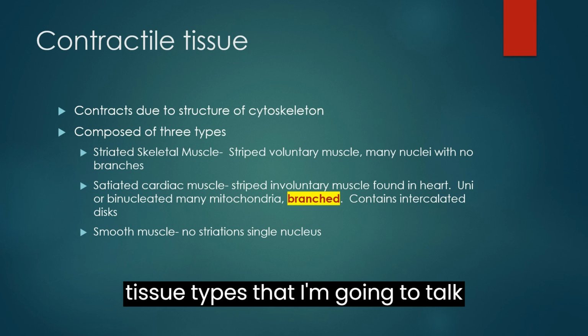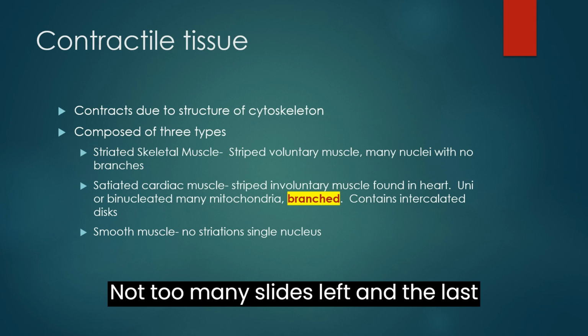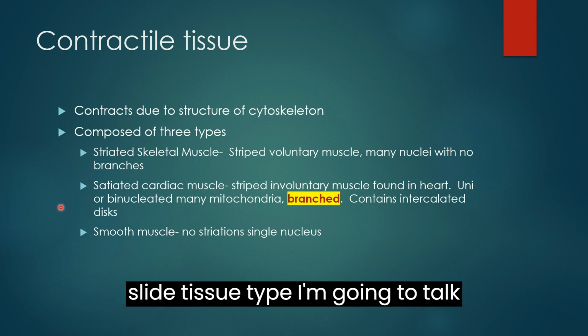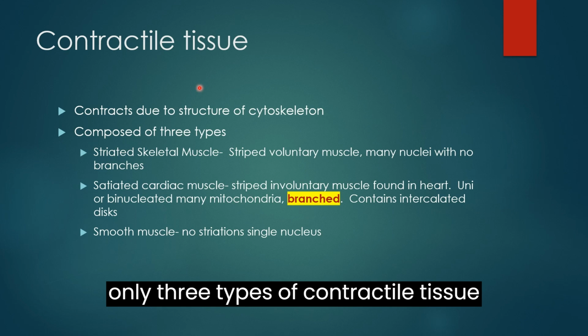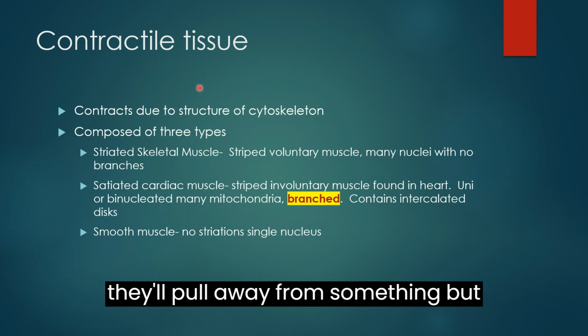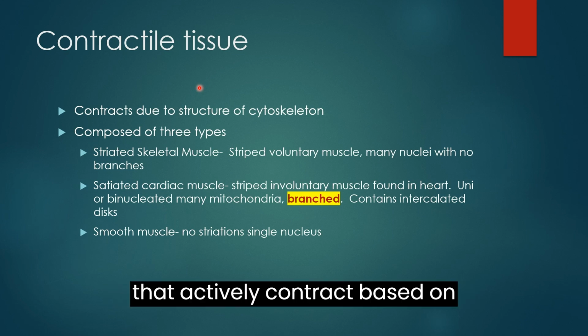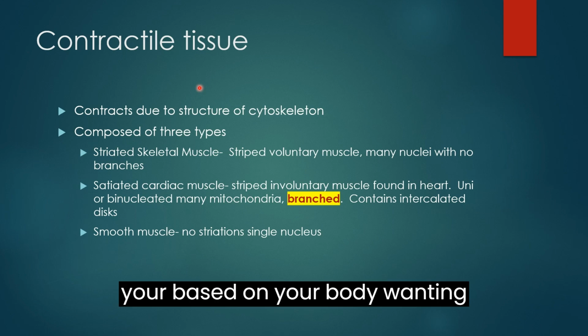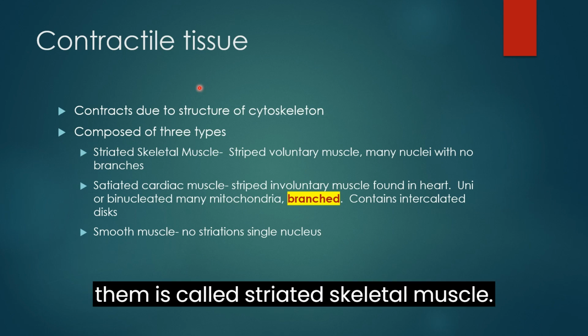The last tissue, well, there's two more tissue types that I'm going to talk about. And you'll notice that we're getting pretty close, not too many slides left. The last tissue type I'm going to talk about is contractile tissue. There are only 3 types of contractile tissue, regardless of what people tell you. Some tissues can contract, which means they'll pull away from something, but actively contract based on your body wanting to contract, there's only 3.